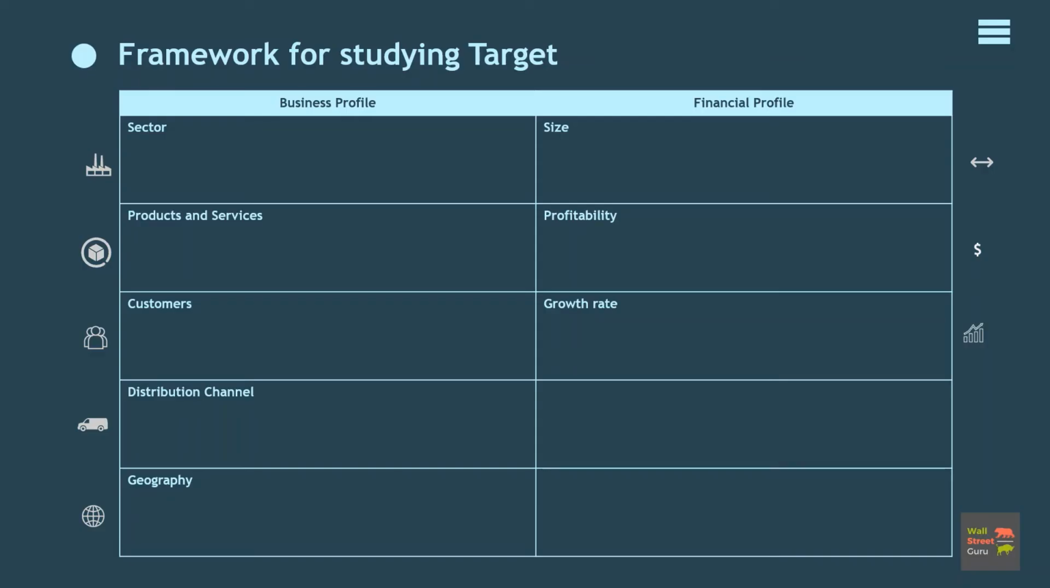A simple framework for studying the target and selecting comparable companies is shown here. This framework, while by no means exhaustive, is designed to determine commonality with other companies by profiling and comparing key business and financial characteristics. Business profile.